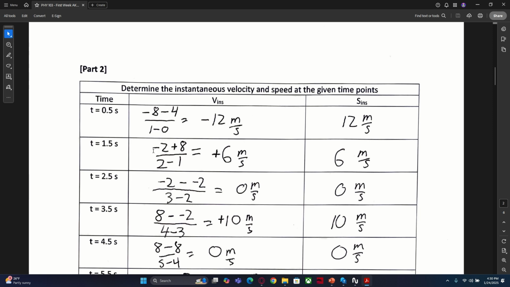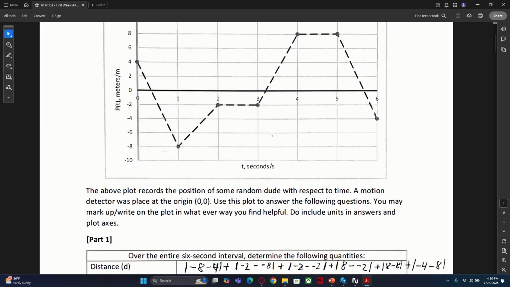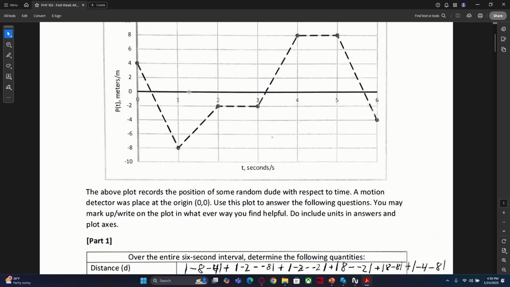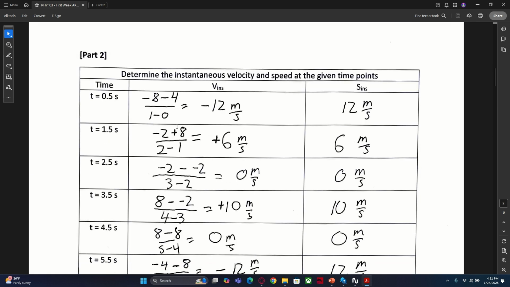For time t equals 1.5, it could have been 1.3 or 1.9, any point in time where our plot is along this line. Start with the second point. Its height is at -2, and the first point's height is at -8. So -2 minus -8. On the time axis, this ends at 2 and it started at 1. So -2 minus -8 just becomes -2 plus 8, and then 2 minus 1, that's how we eventually get 6.